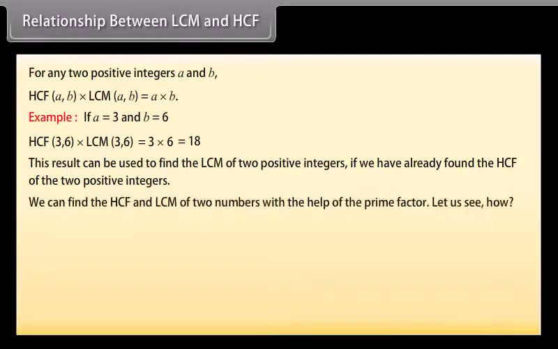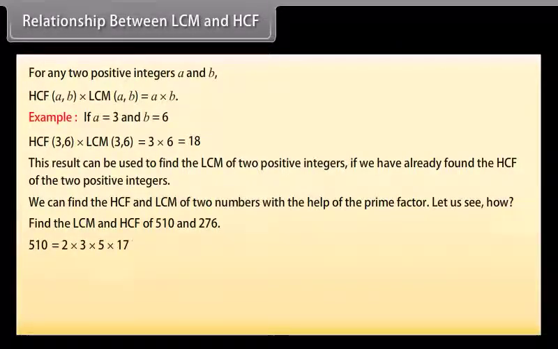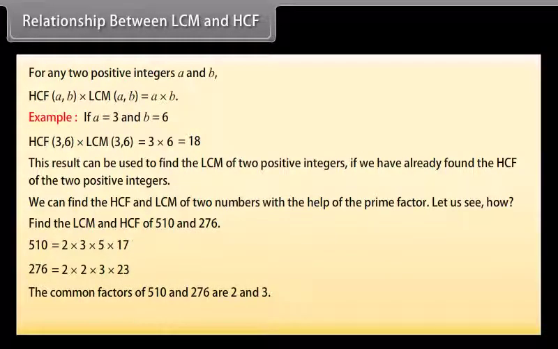We can find the HCF and LCM of the two numbers with the help of prime factors. Let us see how. Find the LCM and HCF of 510 and 276. 510 = 2 × 3 × 5 × 17. 276 = 2 × 2 × 3 × 23. The common factors of 510 and 276 are 2 and 3. Thus, the HCF is 2 × 3.